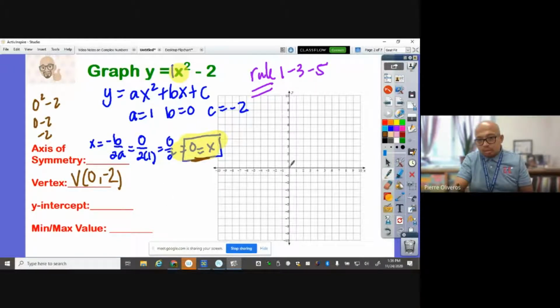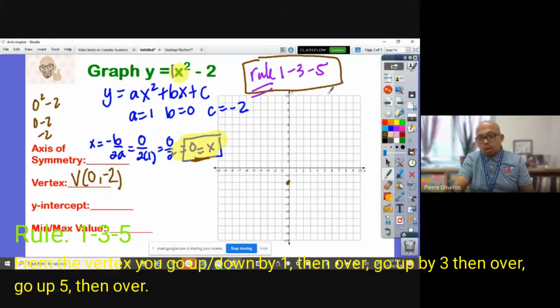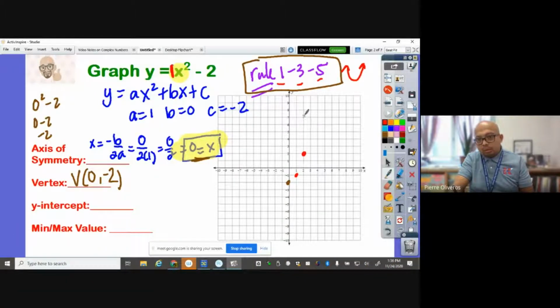Now, how do we graph this one? Start from 0, negative 2, right here. That's your vertex. Applying the 1-3-5 rule, this tells you how much you go up or down, depending on whether the parabola is going up or down. Since the value of a here is positive 1, we know it's going up. So from the vertex we go 1 over, then up 1; then 1 over, up 3, because it's 1-3-5; then 1 over, up 5. And then we do the reflection on the other side, and then you connect the points.